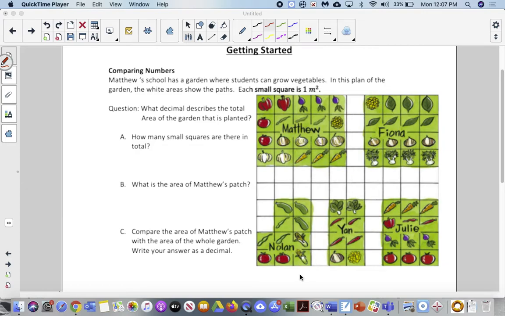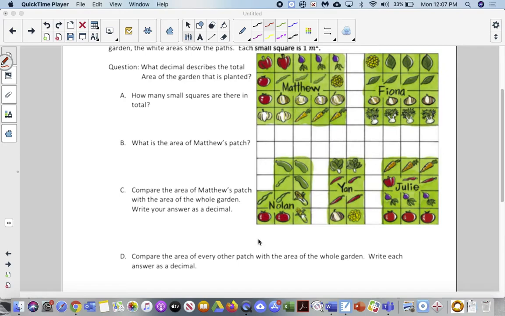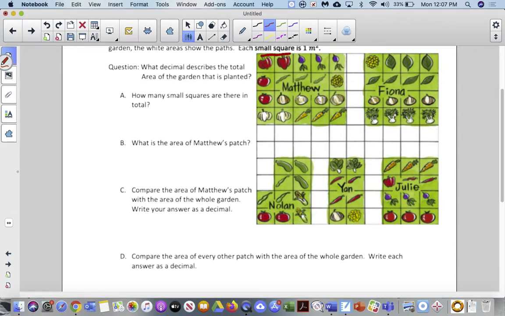So in order to answer this question, we're going to answer several smaller questions. How many small squares are there in total? Well, I have 1, 2, 3, 4, 5, 6, 7, 8, 9, 10. 1, 2, 3, 4, 5, 6, 7, 8, 9, 10. So I have 10 rows of 10. So that would mean that it is 10 times 10, which is 100 total squares.